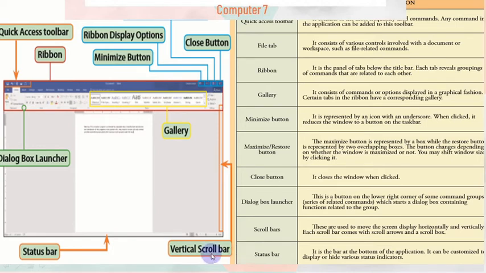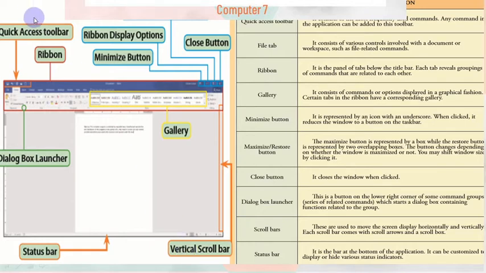Here is the screen layout of the Microsoft GUI. As you can see, we have the quick access toolbar, the ribbon display options, the minimize button, the maximize or restore button, the close button, the gallery, the dialog box launcher, the status bar, and of course the vertical scroll bar and the horizontal scroll bar.